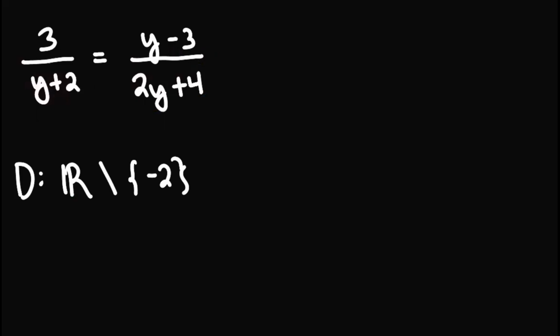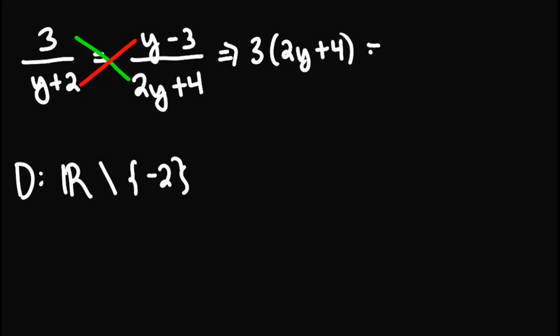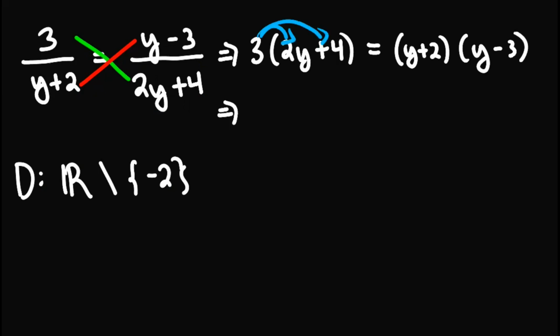So upon cross multiplication, we'll have here 3 times 2y plus 4 equals y plus 2 times y minus 3. So on the left side, we'll distribute this 3 to the 2 terms to obtain 3 times 2y is 6y and 3 times 4 is 12.